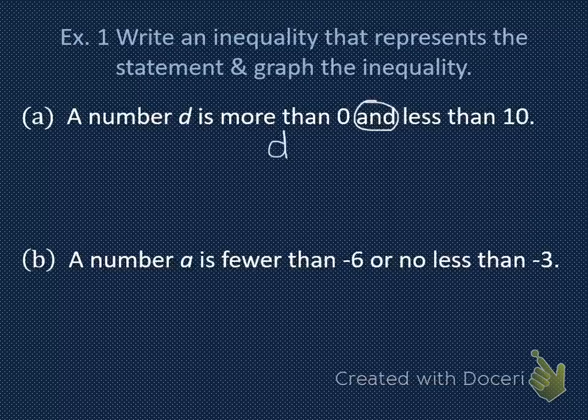Smaller. The further left you go on a number line, the smaller your numbers get. So of your two numbers, 0 and 10, which one is smaller? 0. So 0 is going to go to the left of your D and 10 is going to go to the right. And you notice I've left a space because I've got to insert my symbols. Now the question is, which symbols am I using? This says a number D is more than 0. So what symbol represents more than?